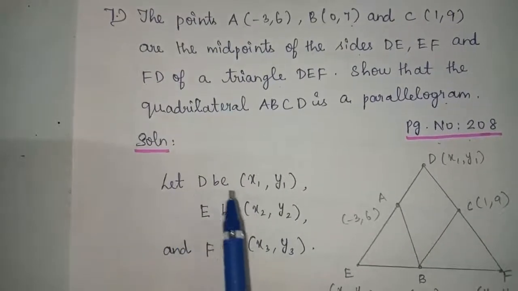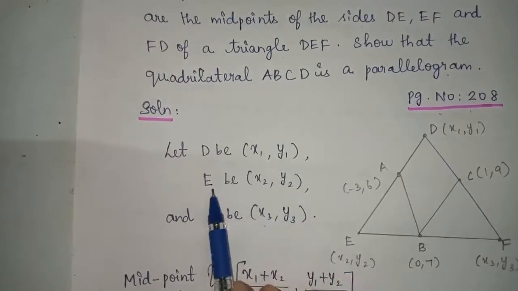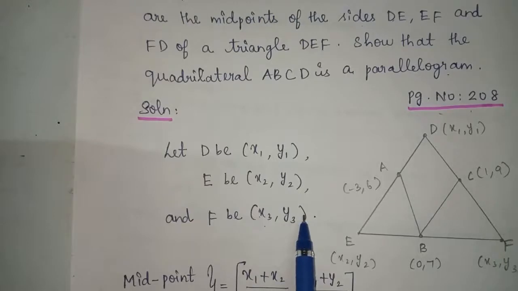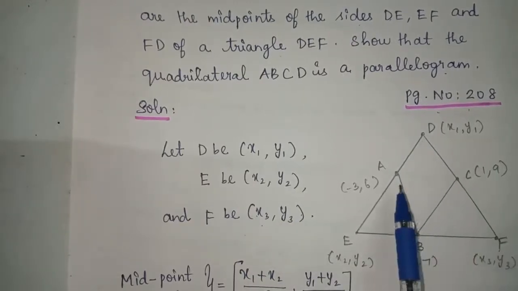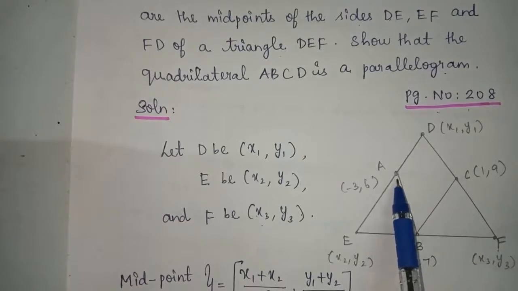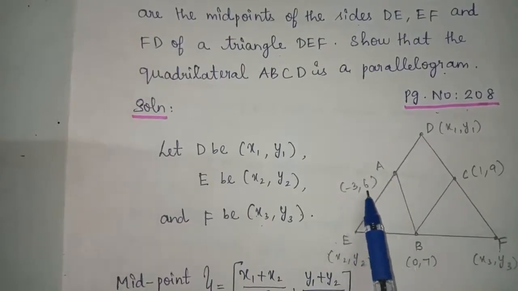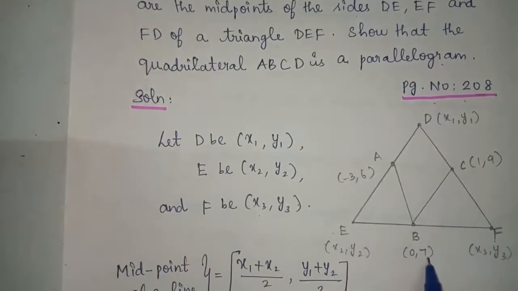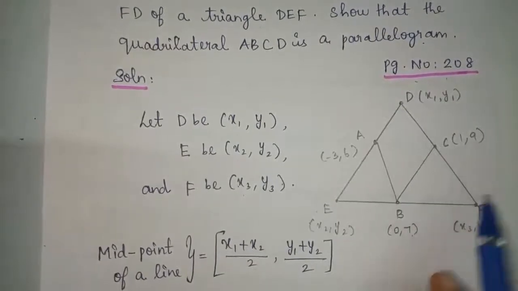So solution: let D be (x1, y1), E be (x2, y2) and F be (x3, y3), because we don't know the vertices of the triangle. Only the midpoints of the triangle are given. That is, the midpoint of DE is A(-3, 6), the midpoint of EF is B(0, 7) and the midpoint of DF is C(1, 9).